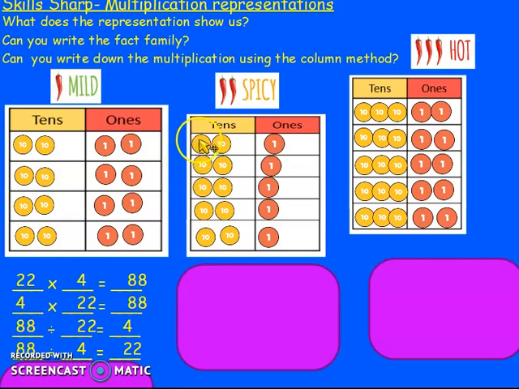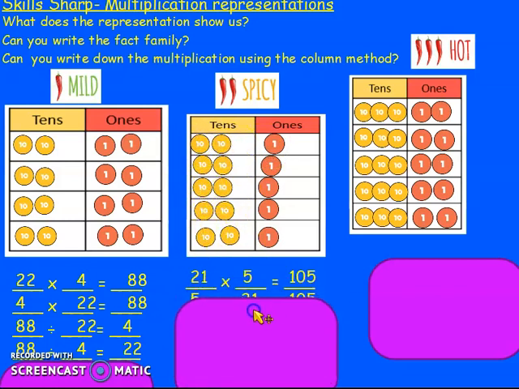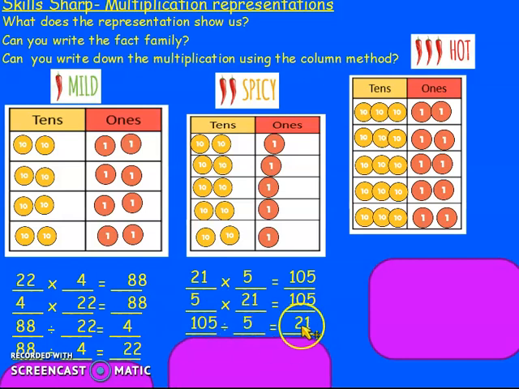Fantastic. The next one, how many do we have in each row? We have 20, 1 in each row, and we have 1, 2, 3, 4, 5. So 21 times 5 equals 105. Again, you can add them up and work them out, or you can use your column method, whichever you find easier. So that is the same as asking what 5 times 21 equals, and then we have 105 divided by 5 equals 21, and 105 divided by 21 equals 5.